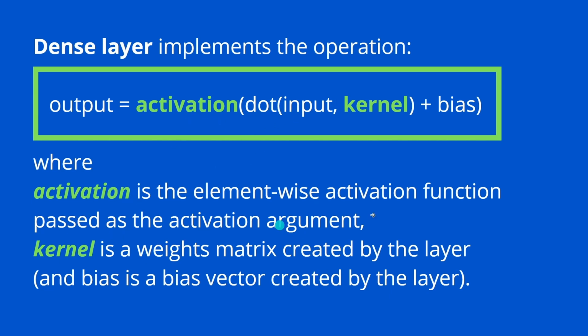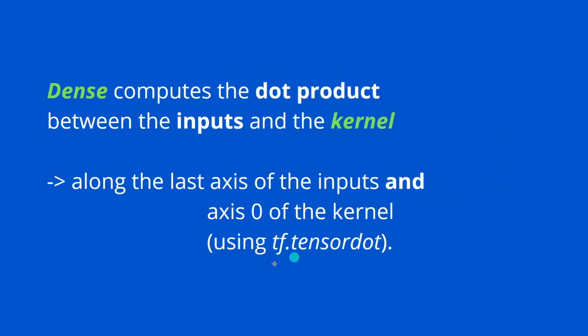The kernel, if you're not familiar with the wording, is a weights matrix. This is the tensor of our weights created by the layer. And it is interesting, if you now do a tf.tensordot operation in a high-dimensional space, it is not easy, because the dot product between the input and the kernel happens along the last axis of the inputs, you remember, and axis 0 of the kernel.